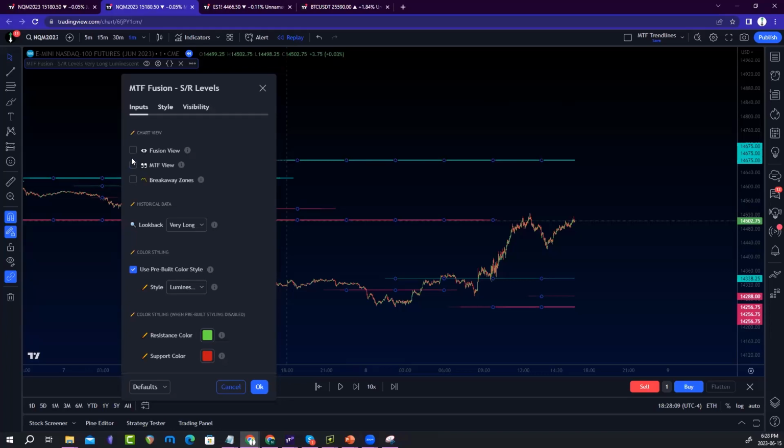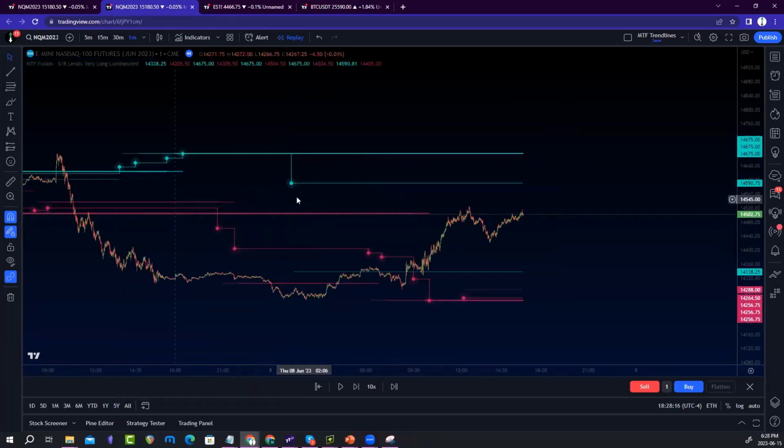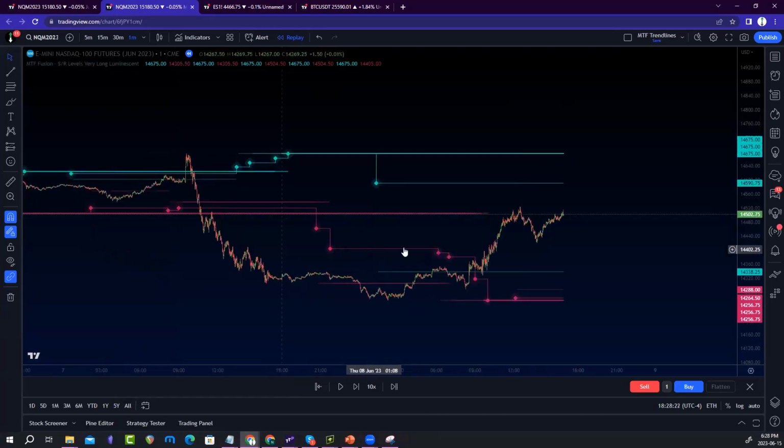So I'm going to turn off MTF View, or actually I'll leave it on for now. I'll click View. And now we're going to see the fusion lines, the fusion support and resistance, and they're marked with these little diamonds. It's called a diamond step line on TradingView. These are the fusion lines, the fusion support and the fusion resistance, which represent a merger of all of this information from the other timeframes.